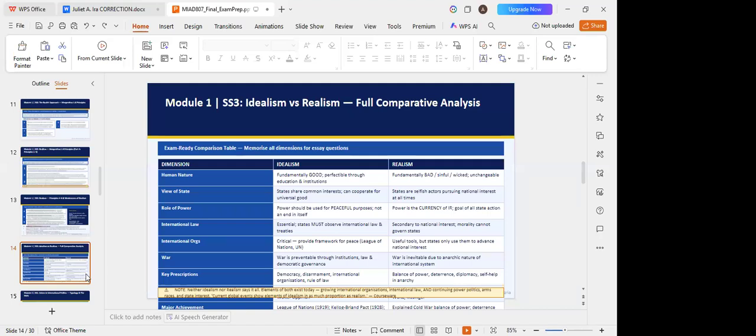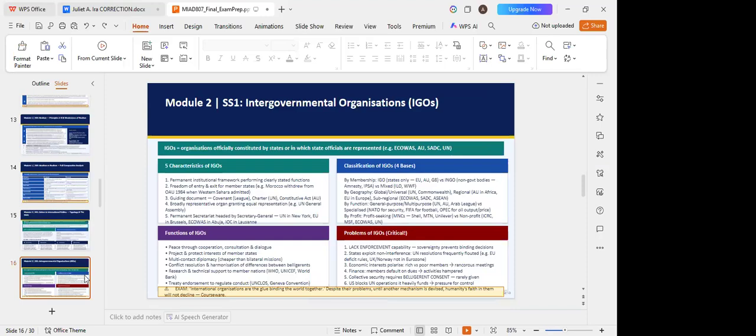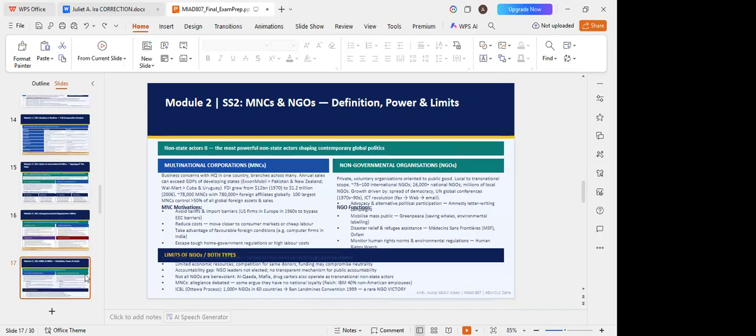So that is about module 1. We've done module 1, sections 1, 2, 3. So we want to move to module 2. Should we proceed or should we call it a day?